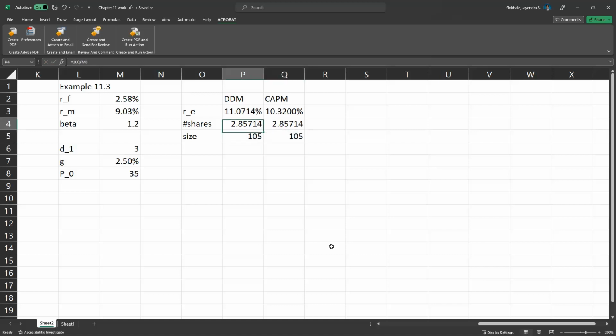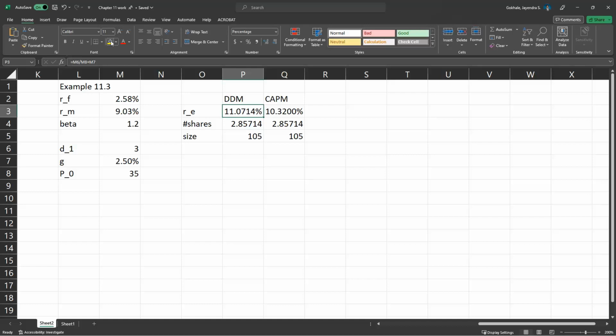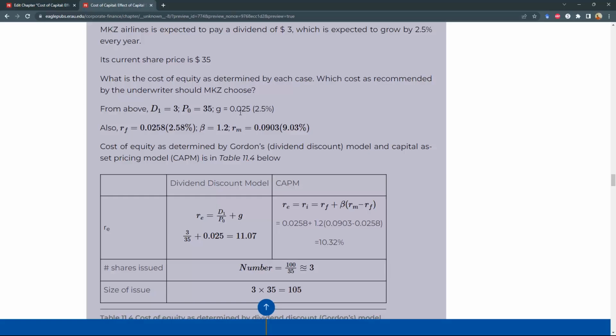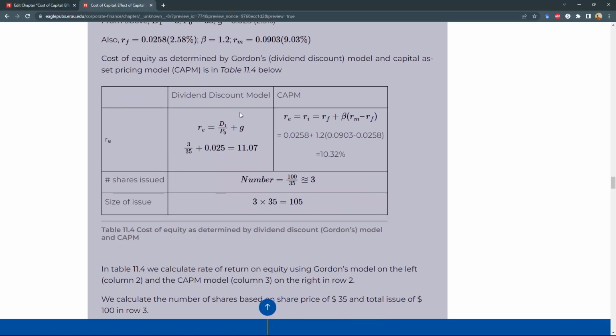Now we'll be issuing $105 in stock, and the cost that will be considered as conservative as the cost of equity is 11.0714%. And that's example 11.3. Thank you for listening.